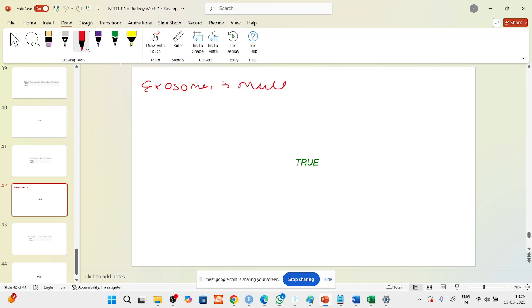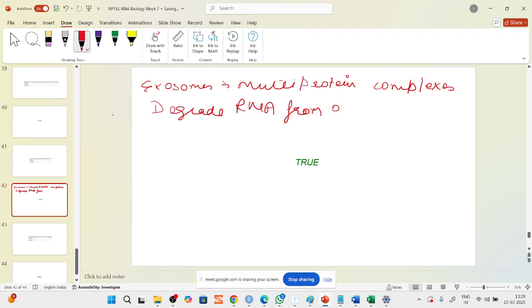These are multi-protein complexes and they degrade RNA from one end. And they play a key role in mRNA turnover. They also are important in rRNA processing, quality control of RNA, and they degrade defective or unnecessary or excess RNA molecules in both the nucleus as well as in the cytoplasm by progressively removing nucleotides from the 3' end.